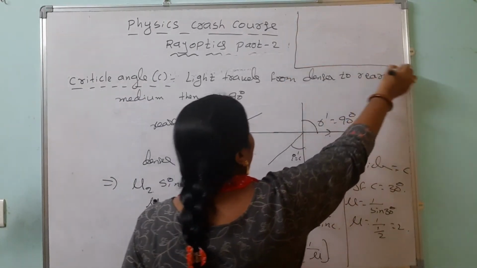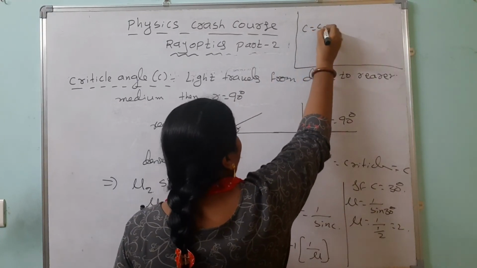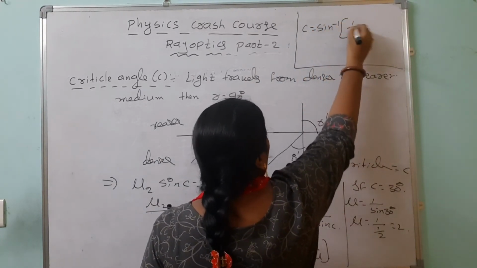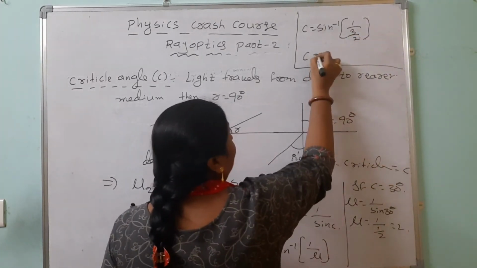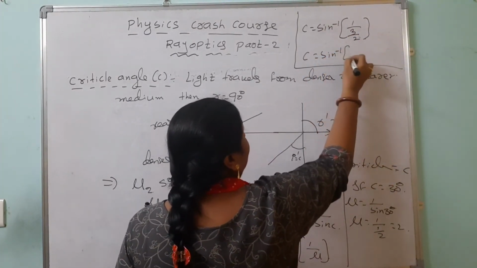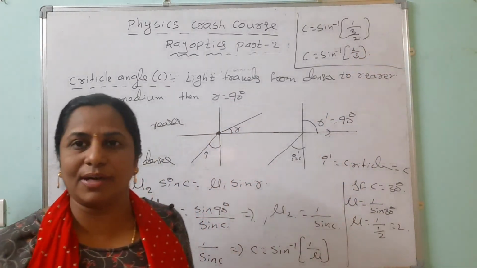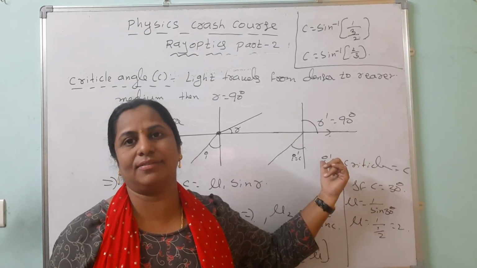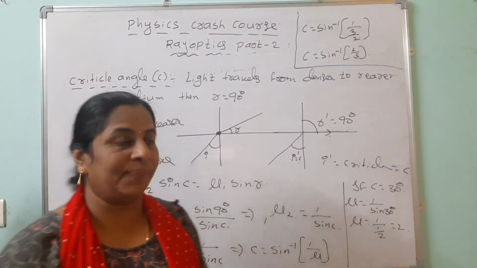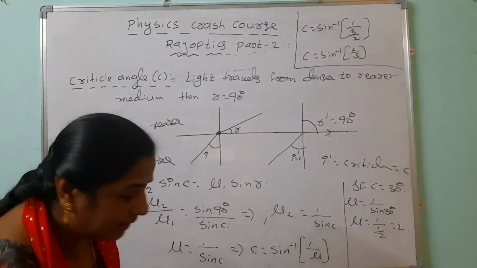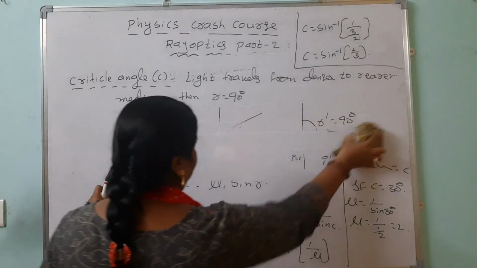Suppose for glass, how to find the critical angle? Look here, C equals sine inverse of 1 by mu. For glass, how much is it? 3 by 2. So C equals sine inverse 2 by 3. This is the critical angle. So if you know any one parameter related to that, we can find the refractive index or critical angle based on the given data. This is about the critical angle. Then we are going to discuss the total internal reflection.